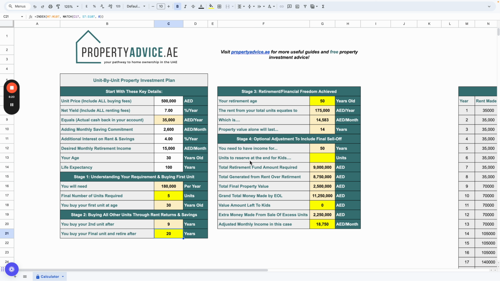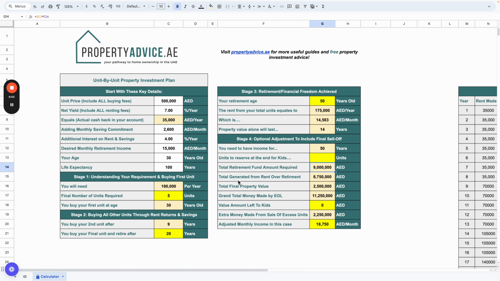So in this scenario, Brian has of course started this process age 30, he is retiring age 50, and he will need to have income for another 50 years because of his life expectancy here. Now, I'll come back to this units to reserve for kids at the end bit in a minute, because this is one extra bonus sort of cell that you can type some numbers into. But essentially, his total retirement fund amount required, again in today's money, would be 9 million dirhams. That will sustain his life for 50 years at the sort of income required.